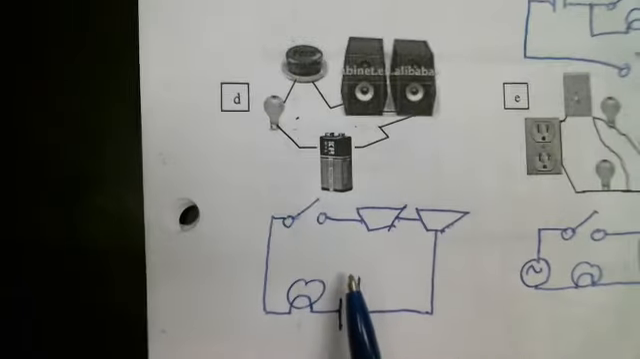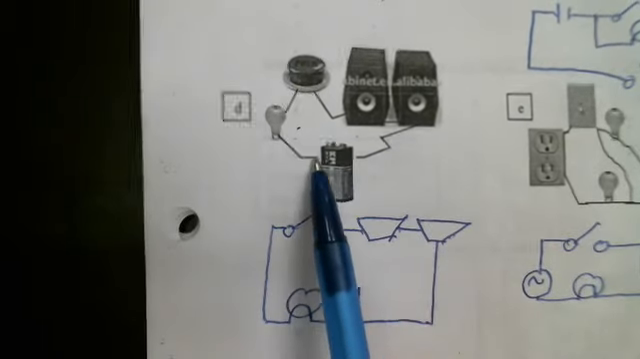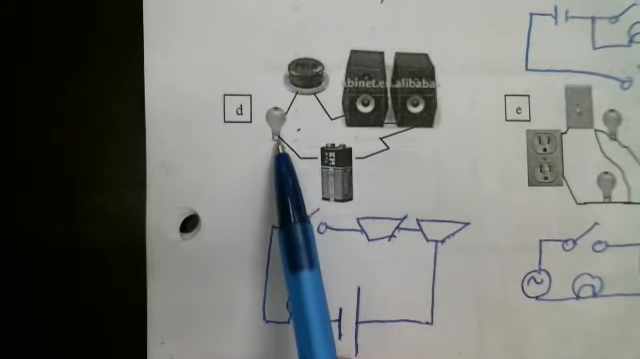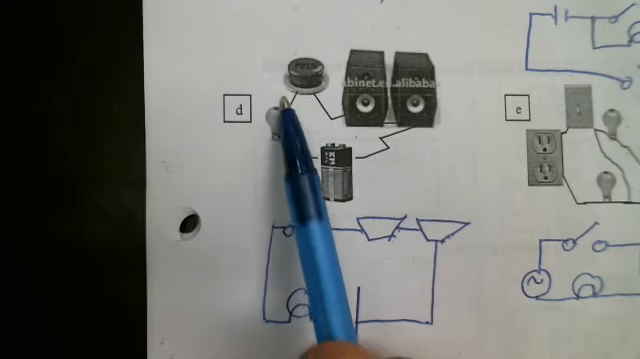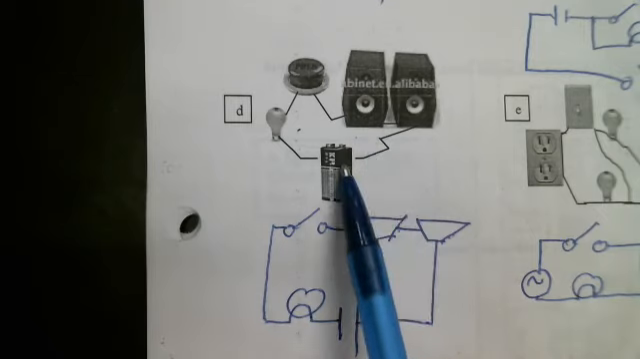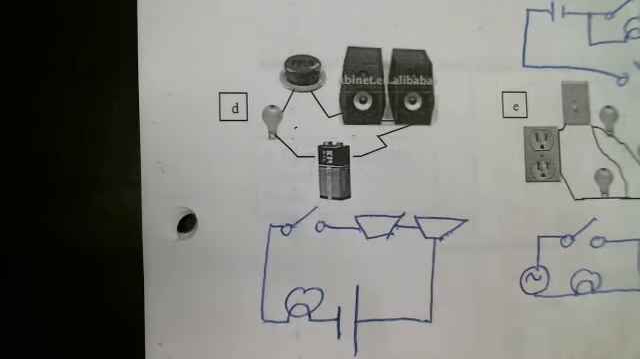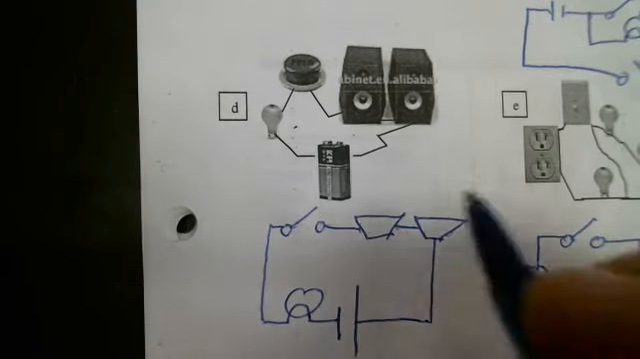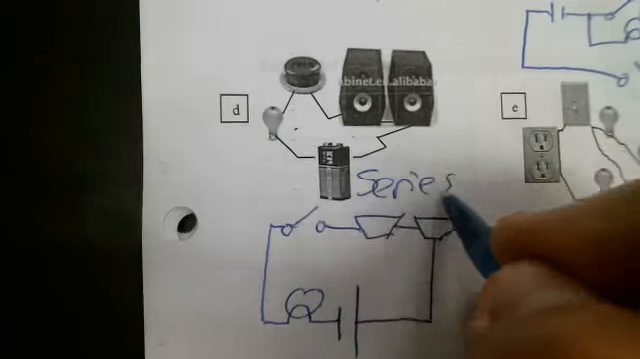So right here, this one, current comes out of the battery. It has no choice. It has to flow through this light bulb, it has to go through the button, and then that speaker, and then that speaker, and back to here. There are no choices, no branches. So that would be a series circuit.